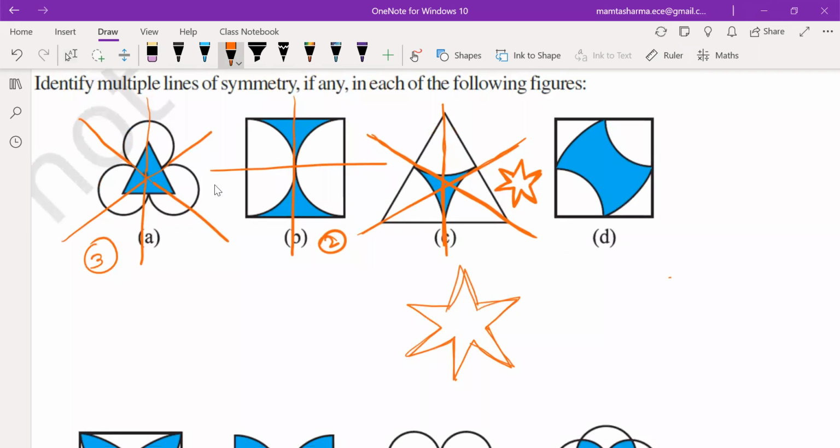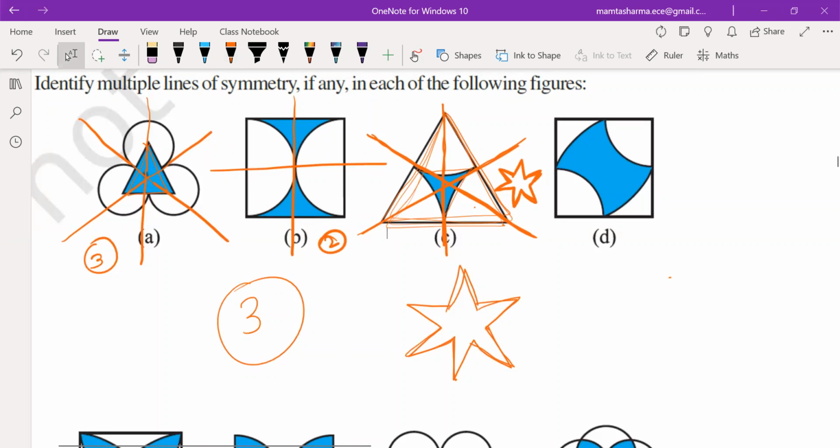You could remember that there is one trick. If there is any equilateral triangle, there would exist 3 lines. Here you could see there is a triangle, 3 lines would exist. Here you could see this is a kind of a triangle. So 3 lines would exist. Clear? Yes, ma'am. Okay. Now, the star.